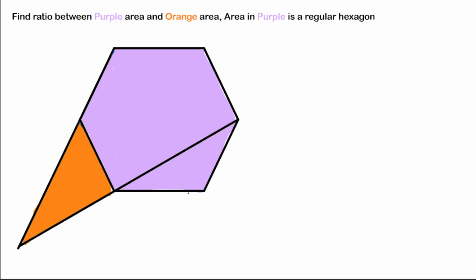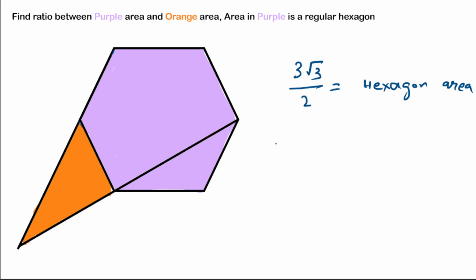I have already linked a video on how to find the area of a regular hexagon. It comes out to be 3 root 3 by 2. So this is the hexagon area for a unit hexagon. I have already linked that.